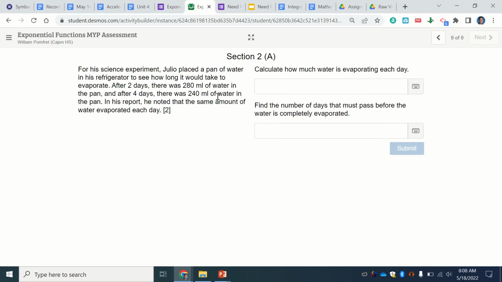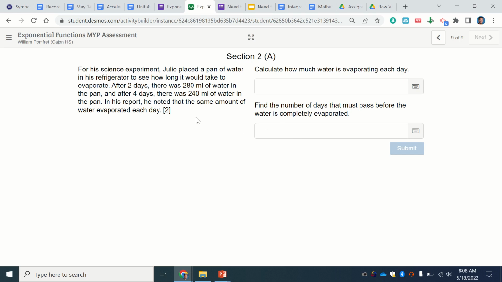And on the last one it says, for his science experiment, Julio placed a pan of water in his refrigerator to see how long it would take to evaporate. After 2 days, there was 280 milliliters of water in the pan. After 4 days, there was 240 milliliters of water in the pan. In his report, he noted that the same amount of water evaporated each day. So how much water is evaporating each day? Remember, this is how much there was after 2 days, and this is how much there was after 4 days. Make sure that you figure out how much there was after 3 days, because that's how much change there was after 1 day. And then find the number of days it'll take before the water is completely evaporated.